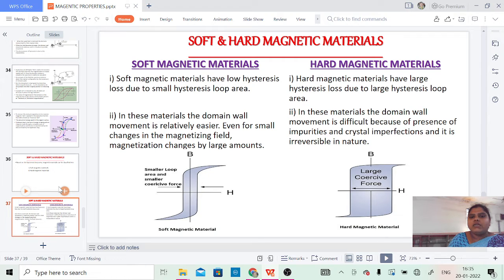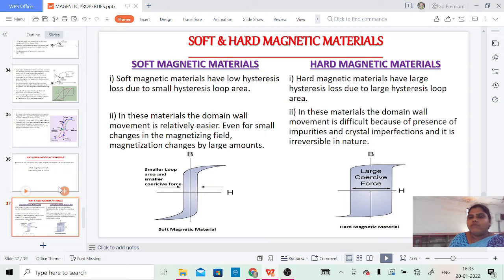Soft magnetic materials have low hysteresis loss due to small hysteresis loop area, and hard magnetic materials have large hysteresis loss due to large hysteresis loop area. The amount of energy required depends upon the loop area. In soft materials, the domain wall movement is relatively easier. Even for small changes in the magnetizing field, the magnetization changes by large amounts.